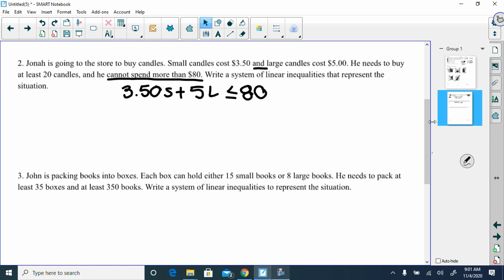All right, then we're talking about the number of candles. So there's only 2 types he can buy, right? He can buy small and he can buy large. So I would need to, again, add small and large candles, but he has to buy at least 20. So how would I write that? Very good. So 20 or more, right?